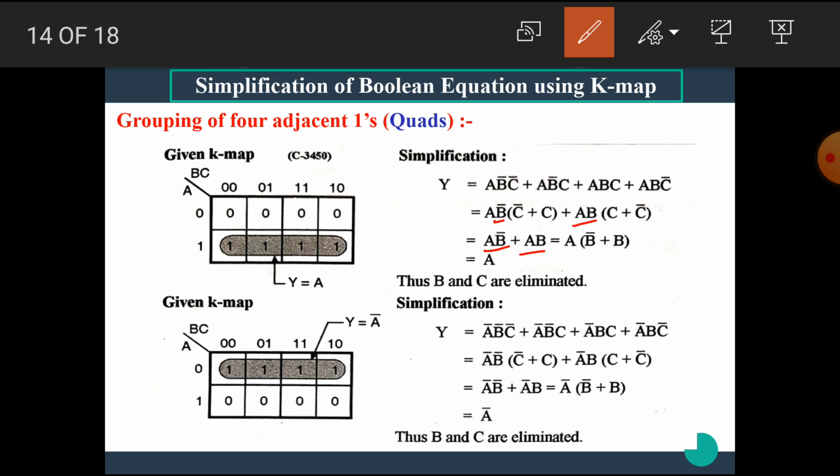Okay, now again here a is common, hence we get a into bracket b bar plus b, but b bar plus b is equal to 1, hence we get here the term y is equal to a, and this is the simplification of this Kmap, y is equal to a. I hope you all understand. Let's see this Kmap now.